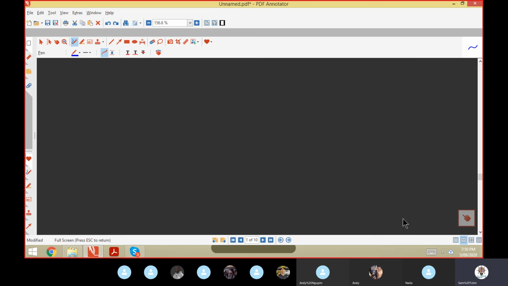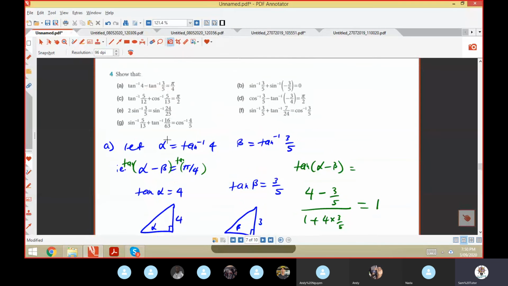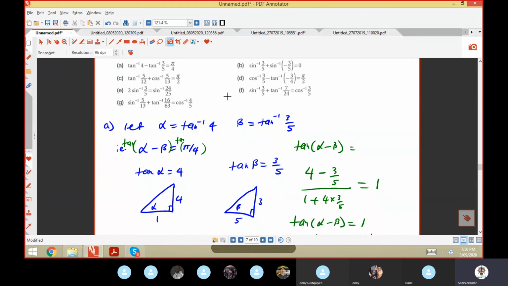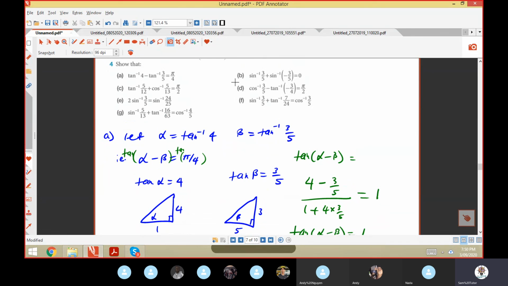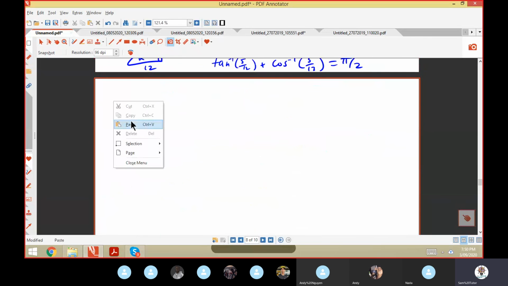All right, maybe one for you guys to try. Let's try D. Again, remember, inverse tan is an odd function.